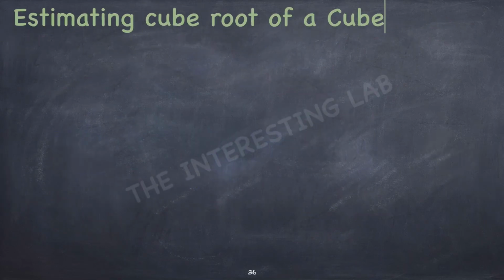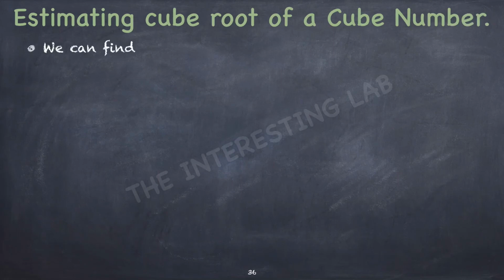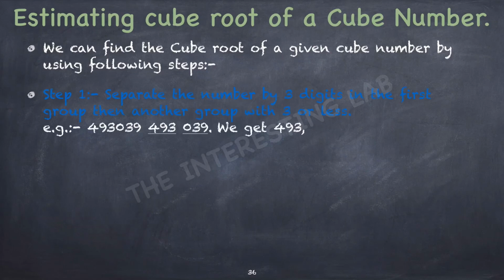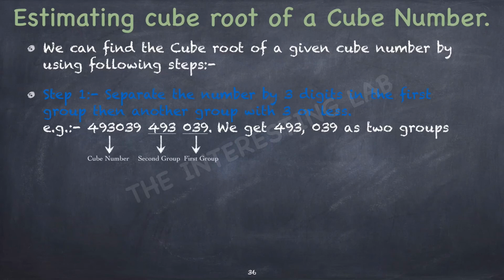Estimating cube root of a cube number. We can find the cube root of a given cube number by using the following steps. Step 1. Take a cube number and separate the digits into groups of 3. For example, let 493,039 be a cube number. Let 493 be the second group and 039 be the first group.